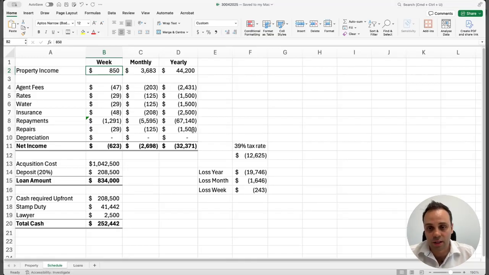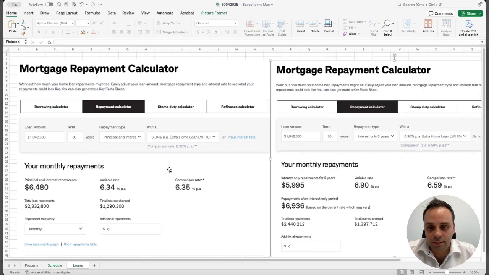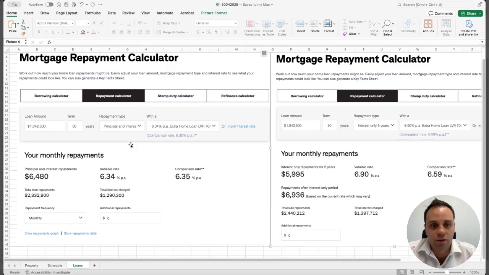But as a property investor, you want to make sure that you have enough money to cover all of these expenses. So when it comes to the repayments as well, I've actually gone into a loan calculator and I've given two options. You've got the interest only option. What that means is for the first 5 years of that mortgage, it will be interest only and you won't be contributing to any of the capital component when repaying that loan. So naturally, the repayments will be lower. So you can see here, the repayments are 5,995.